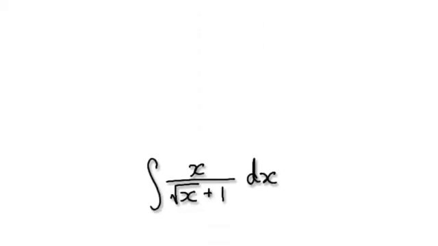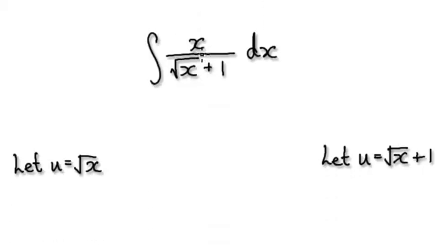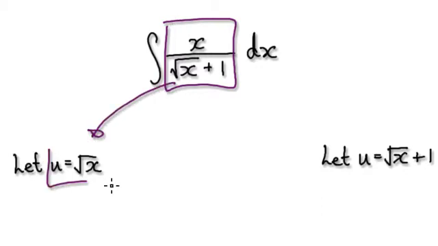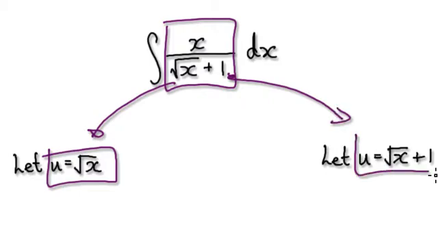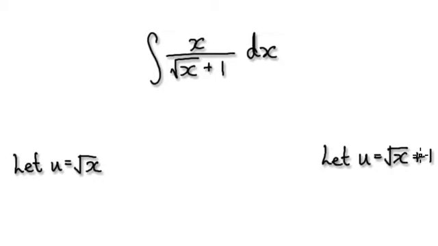Okay, let's give you guys some more practice. So here, integrate this. You have a choice of letting u equal the square root of x, or letting u equal the square root of x plus 1. One will lead you to a clean answer. The other one will lead you to a messy answer. So press pause and have a go.